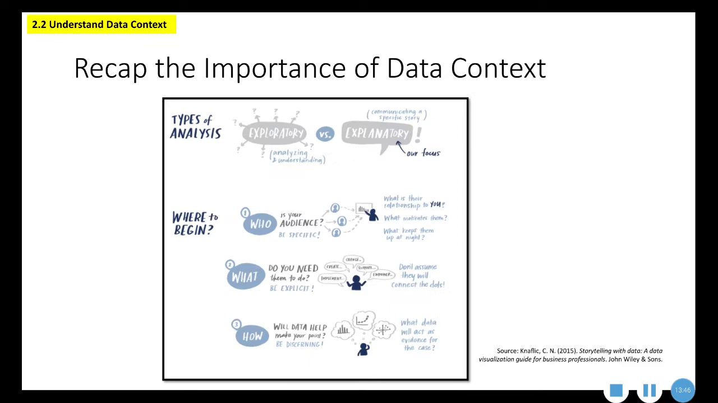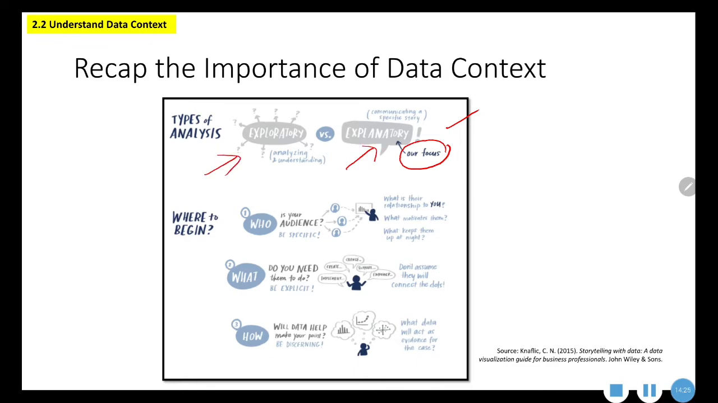Then, to recap the importance of data context, we were discussing types of analysis. Before we know our data context, we first have to differentiate between exploratory and explanatory. Explanatory is our focus: you have a specific focus, you know your data context, and you want to communicate a specific story. Exploratory is also important because it is the first stage of analysis. Before we can get to explanatory, we have to go through exploratory.